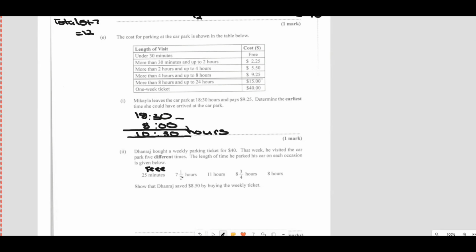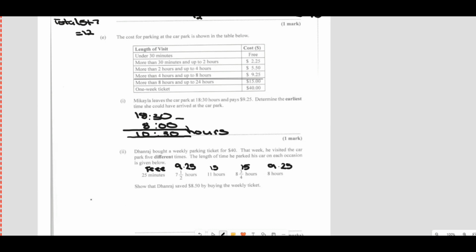7.5 hours would have been $9.25. They said 4 hours up to 8 hours. So this here would have been $9.25. 11 hours would have been more than 8 hours and up to 24 hours. That is $15, right? Then 8.75 hours is 3/4 of an hour more than 8, so more than 8, right? So it is being charged $15, and 8 hours again would be $9.25.